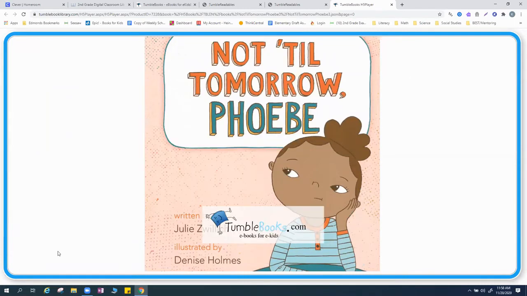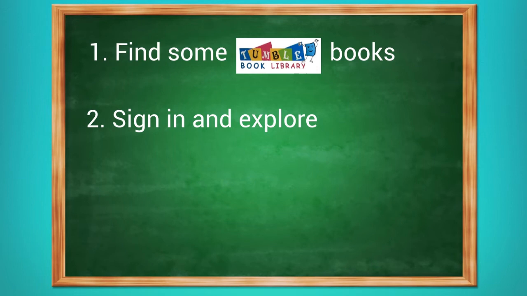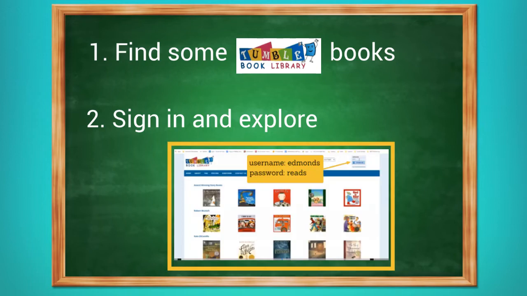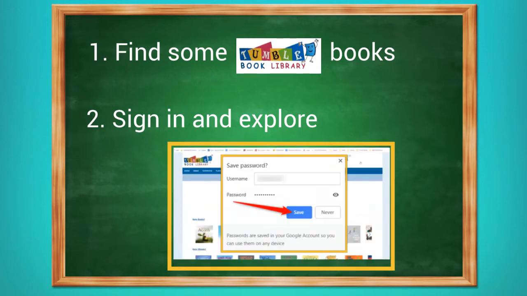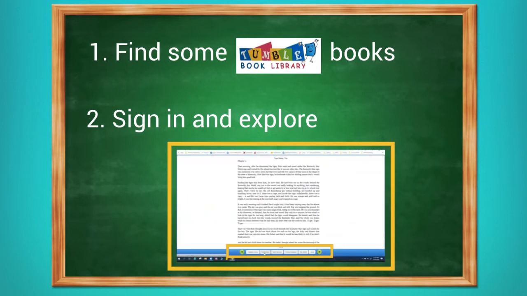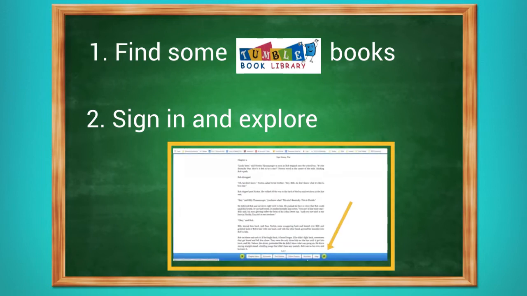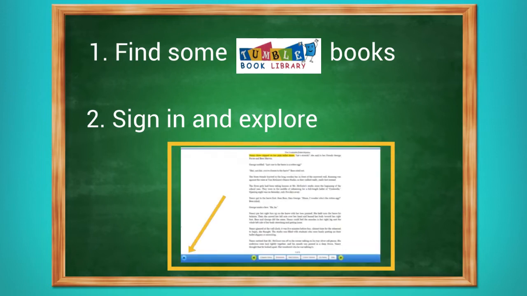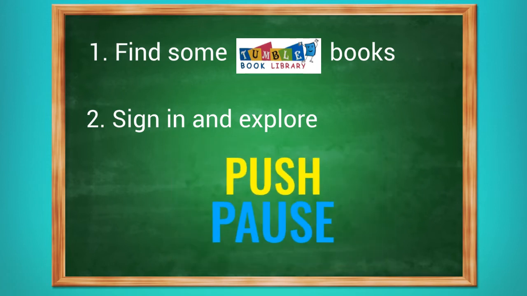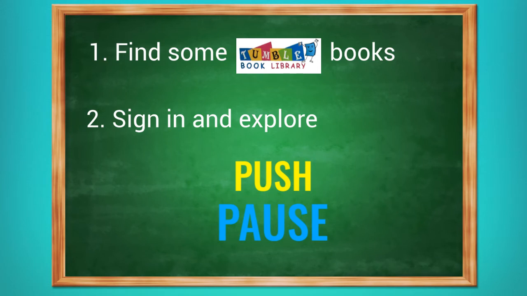Okay, readers, time to practice. Pause your video and look for books in your digital library with the red Tumble Books link. Try logging on with the Edmonds as a username and Reads as a password, and then click sign in. Then try all the different buttons I mentioned. Again, you'll want to close out of the tab at the top of your screen so you are brought right back to your digital library instead of staying on the Tumble Books site. Okay, go for it. See you soon.